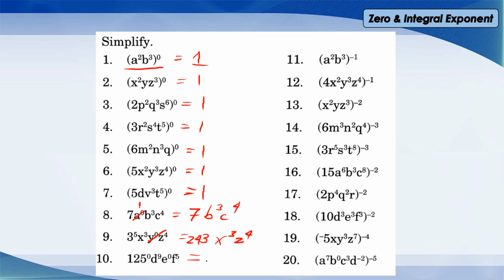Next, how about this one? Ito naman, meron namang exponent na 0 yung 125, therefore makakancel na siya. Tapos yung e, meron din exponent na 0, therefore cancel na rin siya, kaya siya magiging d raised to 9 f raised to 5.